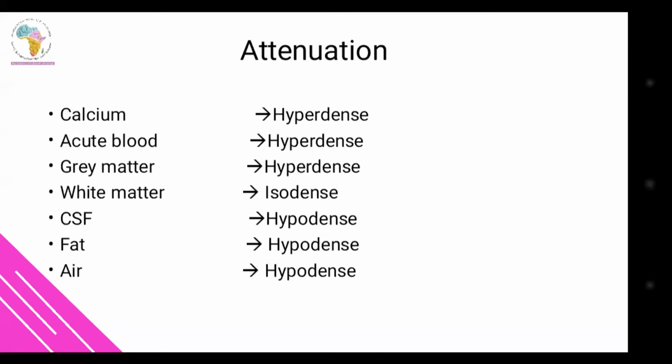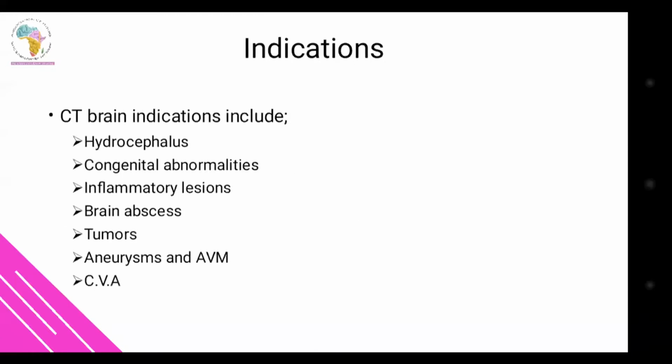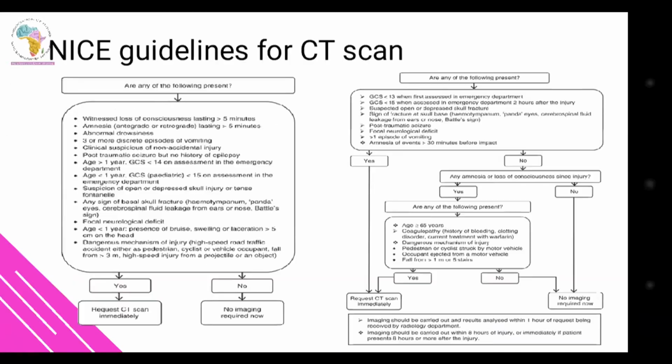So here you can have the different attenuations. Calcium, acute bleeding, and gray matter are all hyperdense on CT scan. The white matter is isodense. CSF, fat, and air are all hypodense. Now, the indications of brain CT are many. You can have hydrocephalus, brain abscess, tumors, etc.